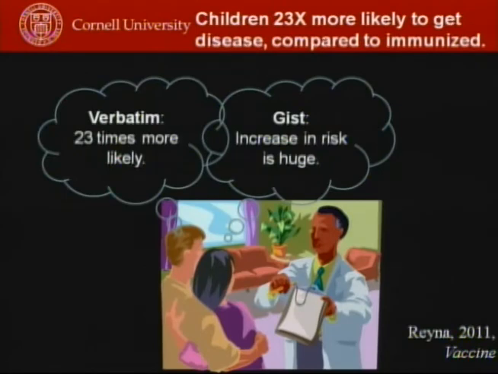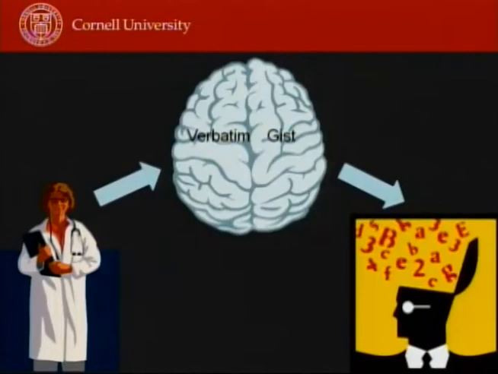So if you go to the doctor, for example, and these are two parents, and they're talking to the doctor about vaccination, and the doctor gives them the true fact that children of parents who refuse vaccination are 23 times more likely to get a disease. So you can encode "23 times more likely," or you could say to yourself, "Gee, that's a huge increase in risk. I should do something about that." So the gist would be the huge increase in risk.